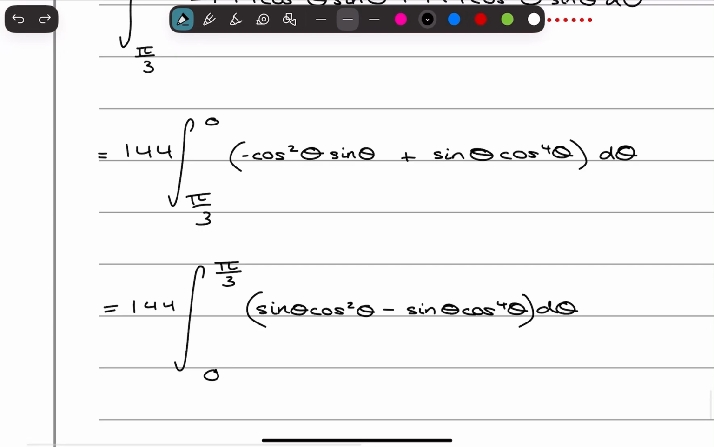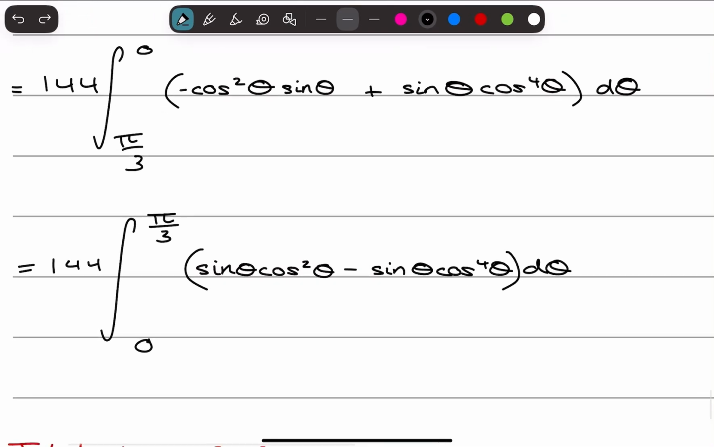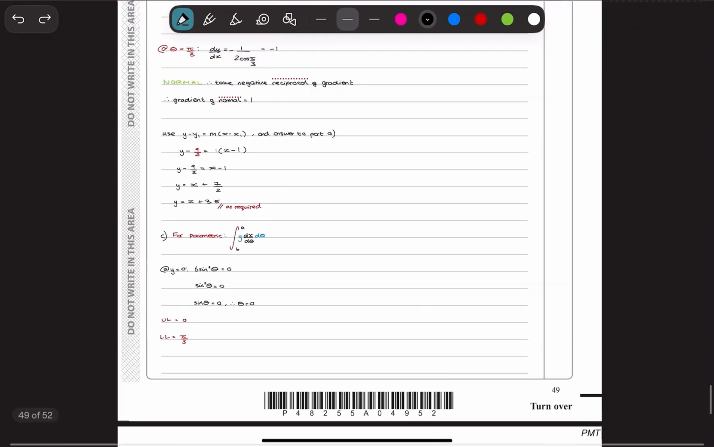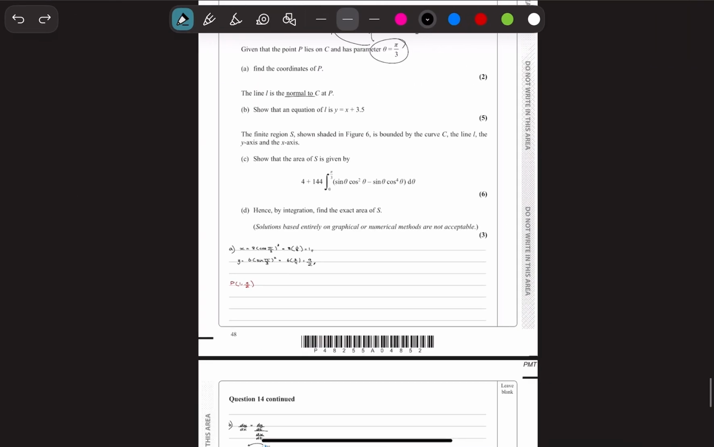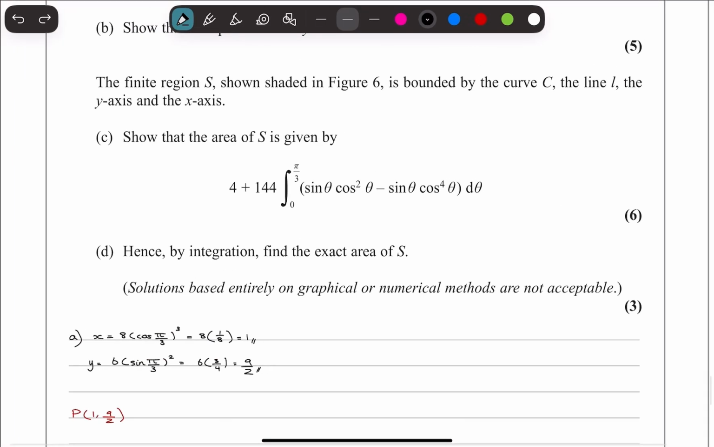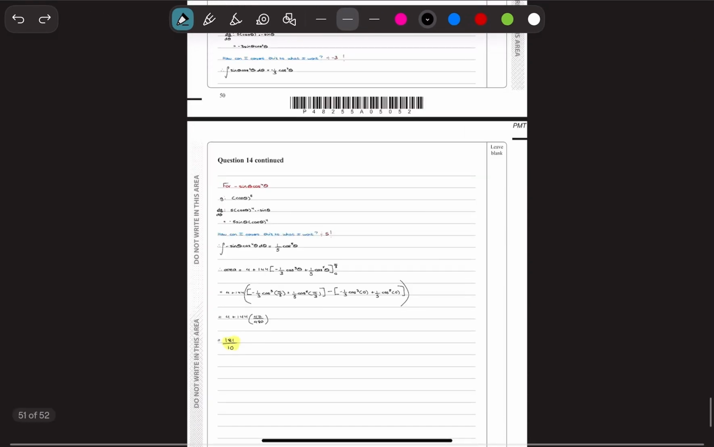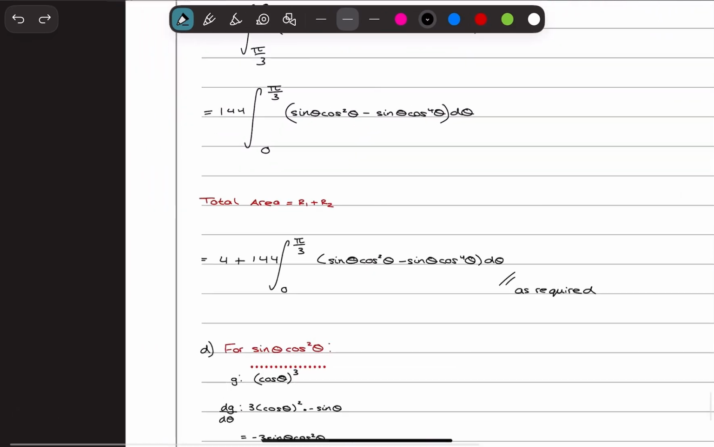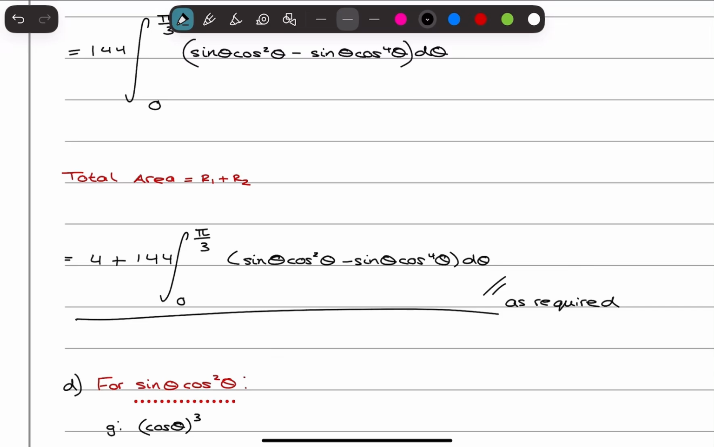So I flipped the upper and lower limit so that pi over 3 is now my upper limit and 0 is my lower limit. And then I've also switched the signs within the integral. And that is exactly what we needed here. So now we're missing the plus 4 obviously, but we found that, which is R1. So we just find the total area, which is R1 plus R2, and we end up with this, which is exactly what we need. Nice.